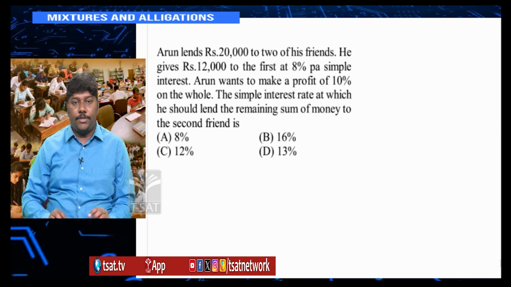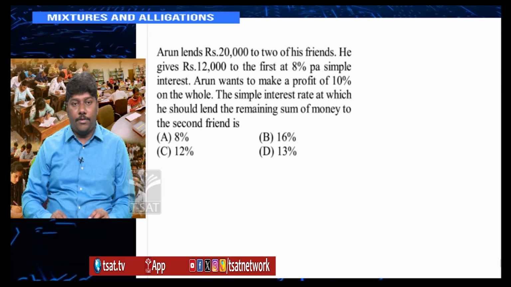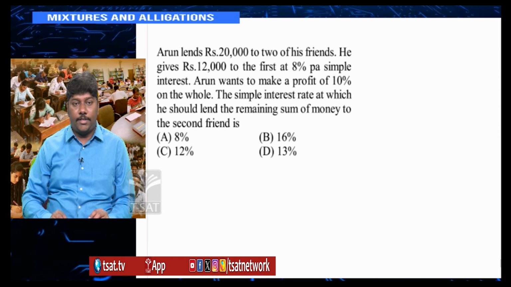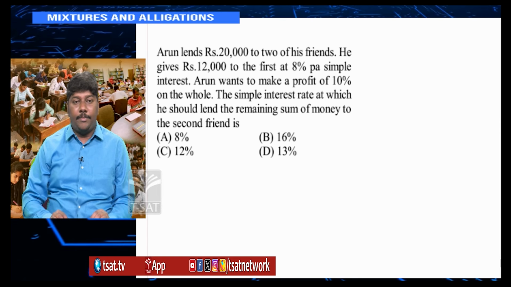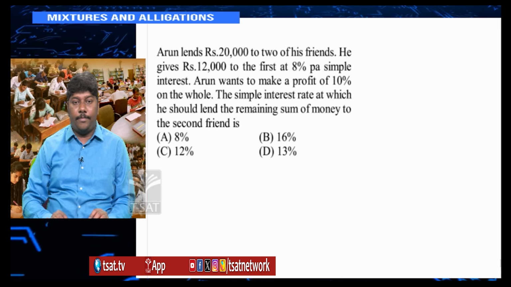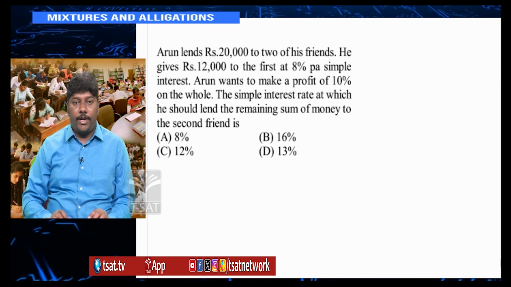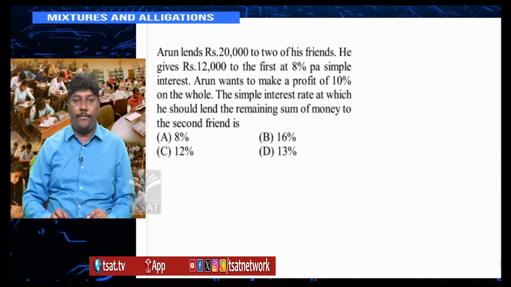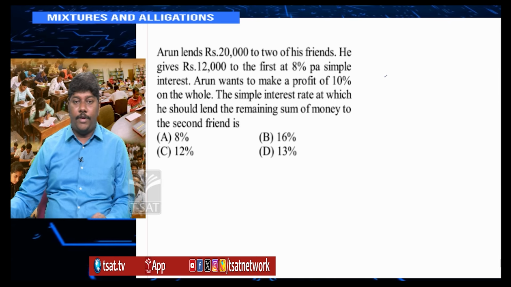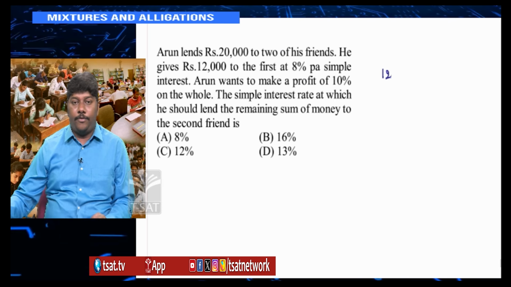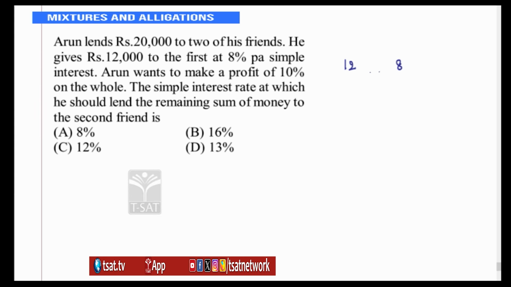Arun lends 20,000 to two of his friends. He gives 12,000 to the first at 8% simple interest. Arun wants to make a profit of 10% on the whole. Find the simple interest rate at which he should lend the remaining sum of money to the second friend. Out of 20, the first fellow is getting 12,000, so the second fellow must get 8,000. I'm not interested in these zeros because it's going to be the same, because you want to find the simplest value. So the first fellow is at 8%, Arun wants a profit of 10% on the whole, and let the second fellow be x.